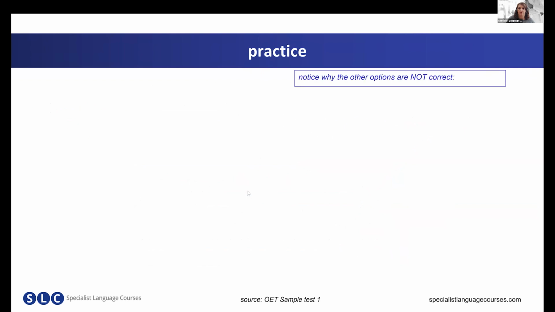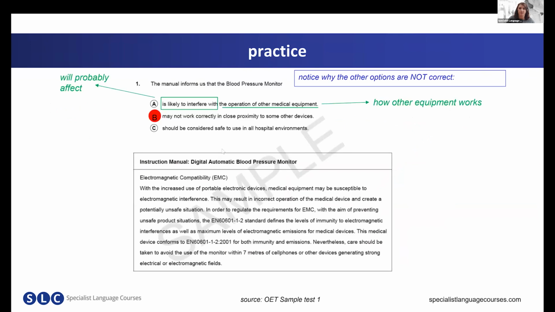So then in your training, it's also a really good idea to notice why the other options are not correct. If we look at A, we come back to the same place, and this is where your grammar knowledge is important. This may result in the incorrect operation of the medical device. The medical device is referring back to the blood pressure monitor, not other medical equipment. Therefore, option A is not correct.